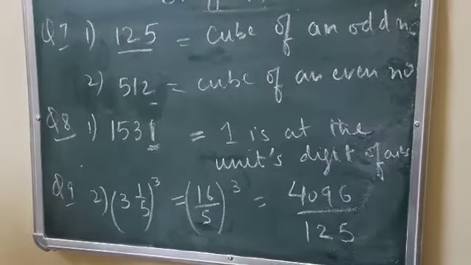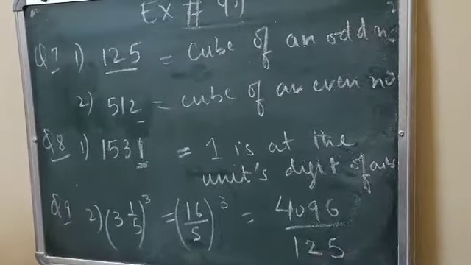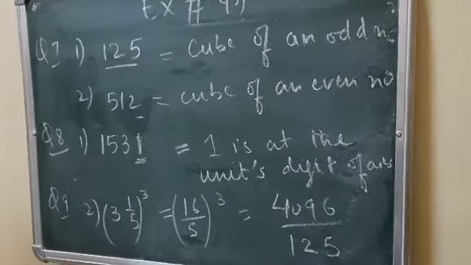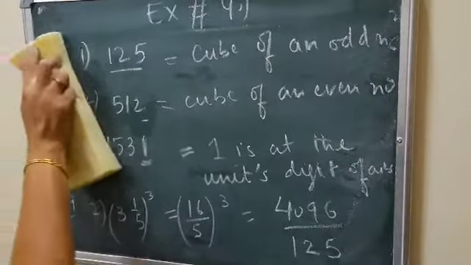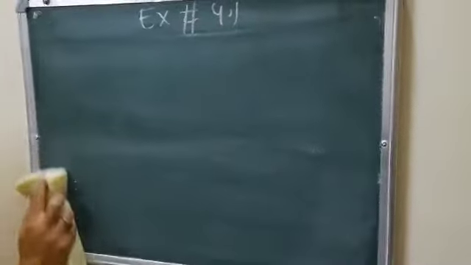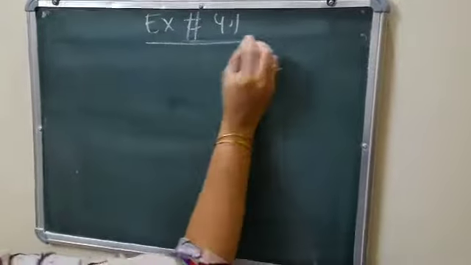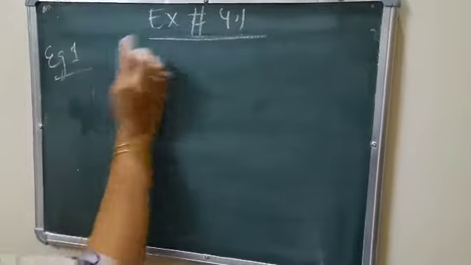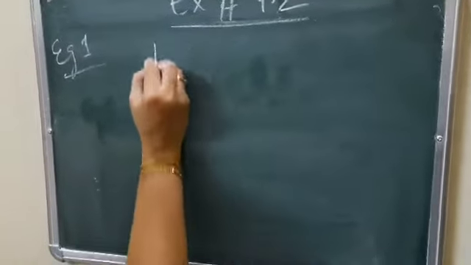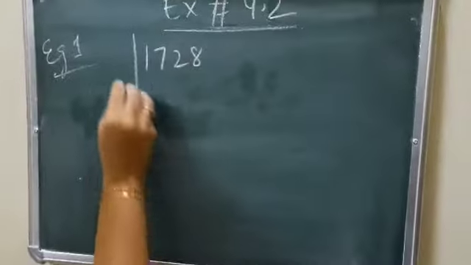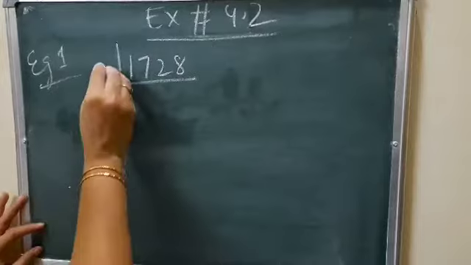Plus I am starting with exercise 4.2 today, in which I am telling you how to find the cube root. So first we will do only one example. Find the cube root of 1728 by prime factorization. This we have done in the previous class also. It's just a repetition of that. That is why I am including this example today. Example number 1 of 4.2. Just by prime factorization, you will find the cube root.